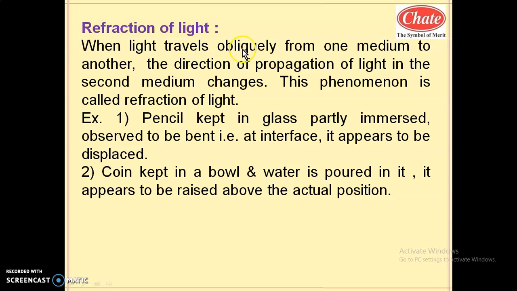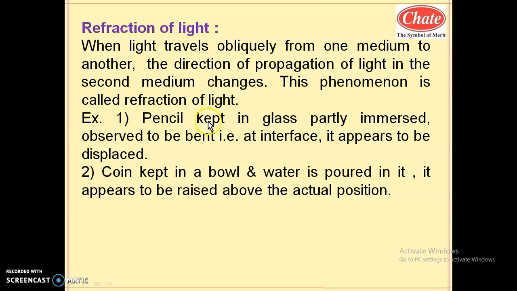When light travels obliquely, it means light is coming with some inclination from one medium to another. The direction of propagation of light means the direction in which light travels. So what happens to that direction? The direction of propagation of light in the second medium changes. So it will not continue on the same straight path. It changes its direction. This phenomenon is called refraction of light.